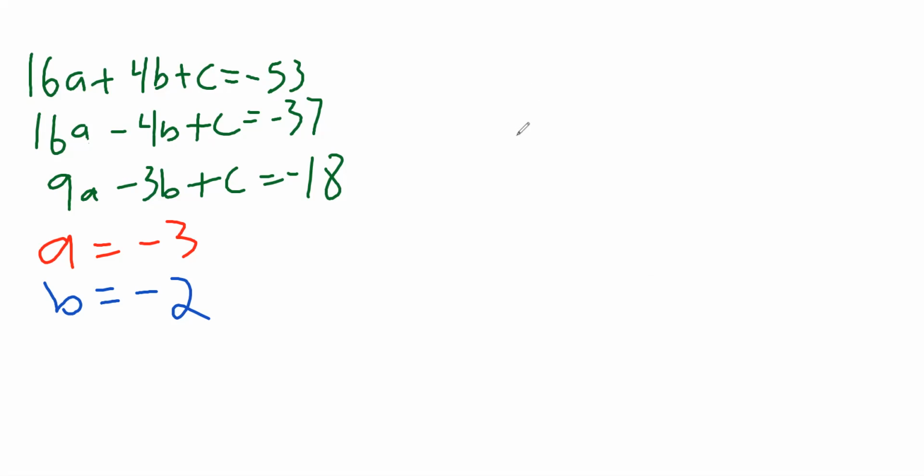So let's try out 9A minus 3B plus C equals negative 18. Let's just throw them into the third equation. It really doesn't matter at the end of the day. Now I'm going to substitute negative 3 in for A, negative 2 in for B, and we'll see what happens.